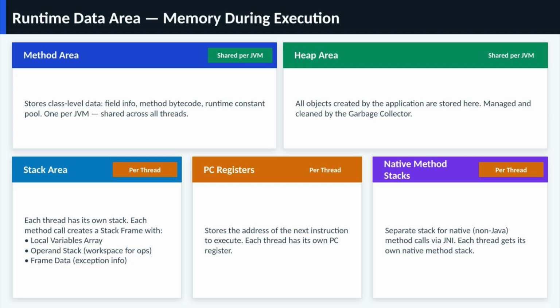Let's see about the runtime data area. Think of a company office. The heap is like a shared warehouse. Everyone in the company can access it. All objects are stored here. Stacks are like personal desks assigned to employees. Each thread gets its own stack. The method area is like the company's documentation shared by everyone. PC registers are the bookmarks that tell each thread where it currently is in the code. Understanding these memory areas is critical because most performance issues happen here.